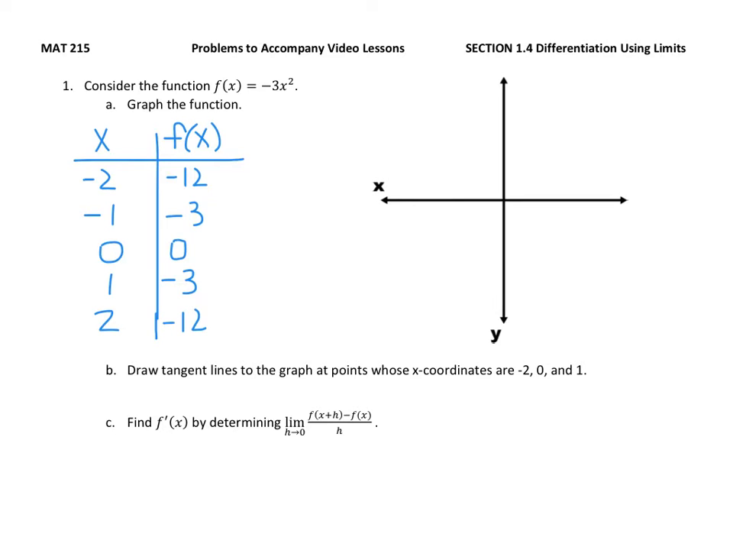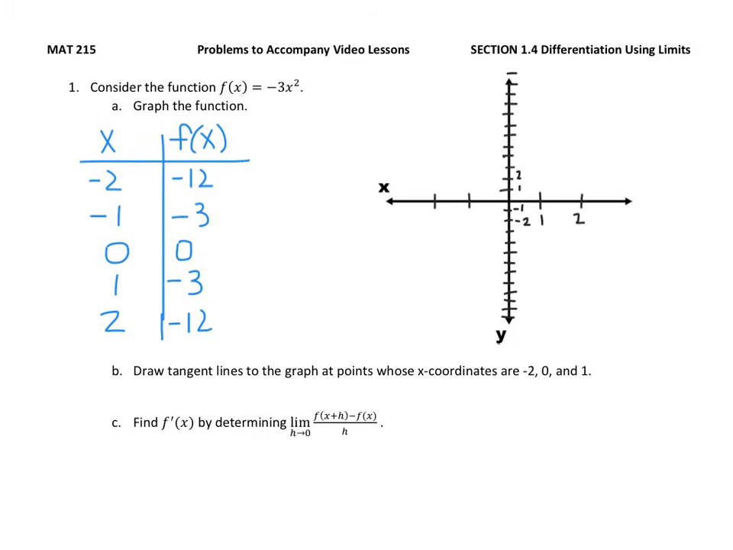Next, we'll plot these points on the xy axis. So I'm going to begin by plotting the point negative 2, negative 12, and then negative 1, negative 3, 0, 0, 1, negative 3, and 2, negative 12. Okay, next we will connect these points. And then after connecting the points, we now have our parabola shape for our graph of our function.